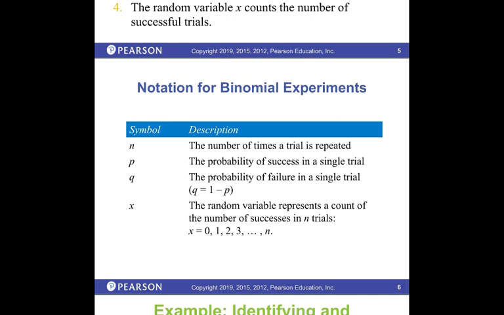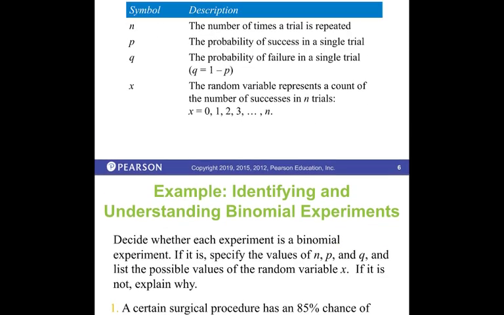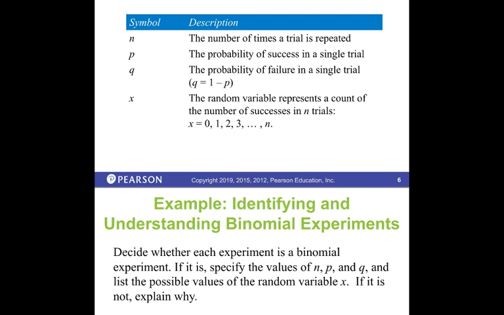Okay, let's look at this example. We're asked to decide whether each experiment is a binomial experiment. If it is, specify the value of N, P, and Q, and list the possible values of the random variable X. If it is not, explain why.